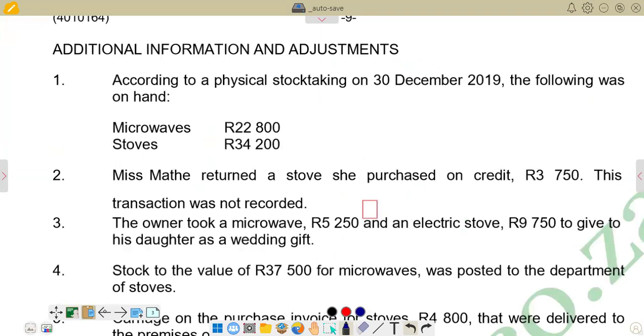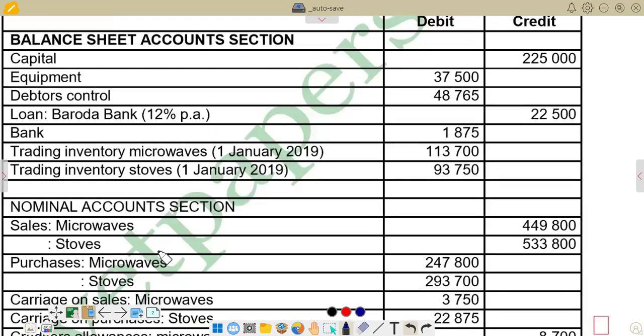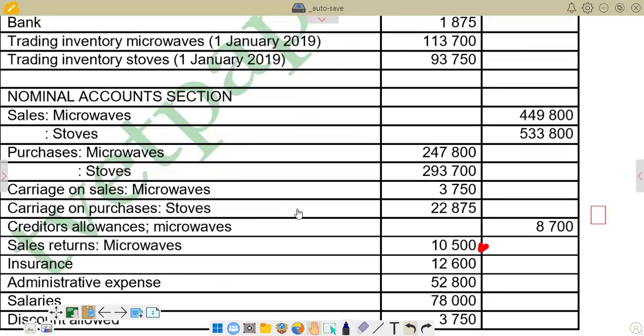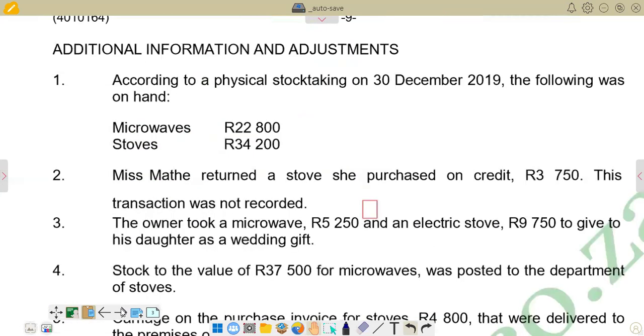So we go to the trial balance to check for those. But obviously we are supposed to have, according to this video, carriage on purchases, which is 22,875. They are relating to our stoves. So we check, this is an expense. Remember, this is a cost. So it might have an adjustment. So we go to the additional information to see if we have got an adjustment for carriage on purchases.